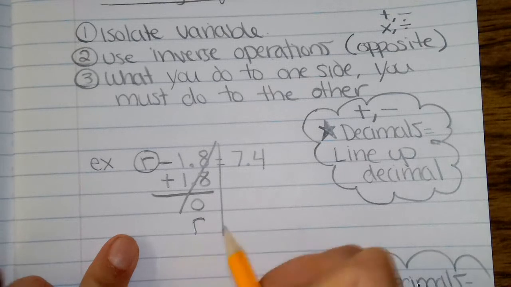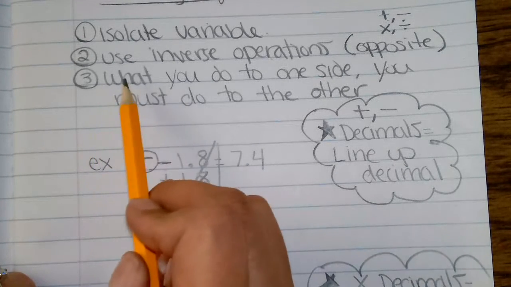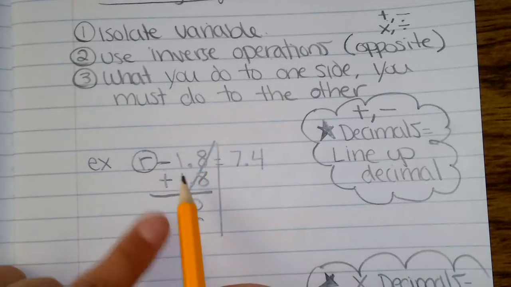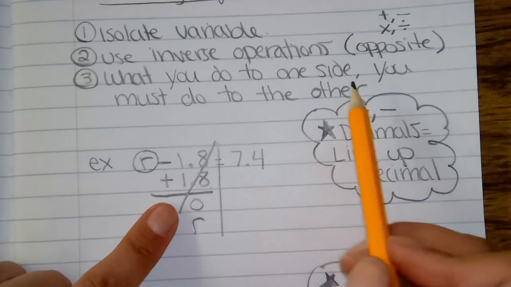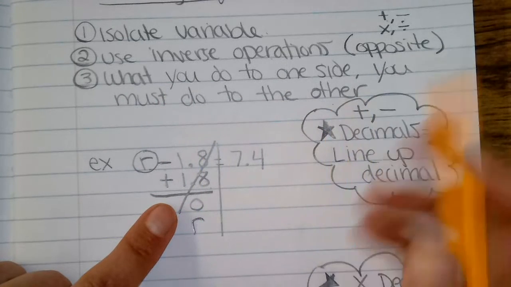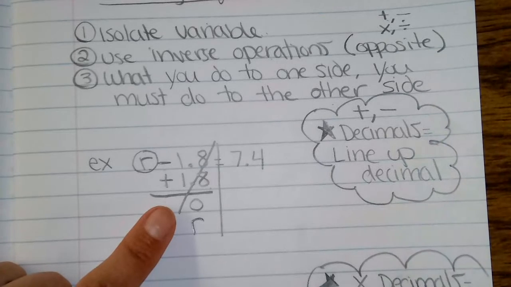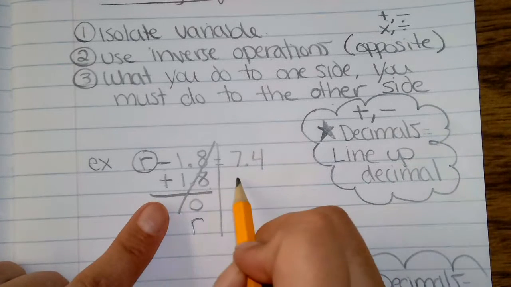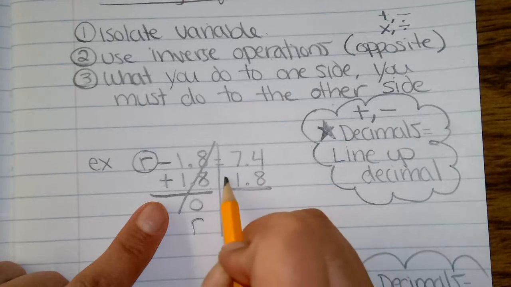Okay, so there's my variable. It's all by itself. Now remember, the third part of this is I have to do whatever I do to one side. Okay, so I added 1 8/10 on this side, so I have to do the same thing to the other side. I'm going to add 1 8/10 to this side.